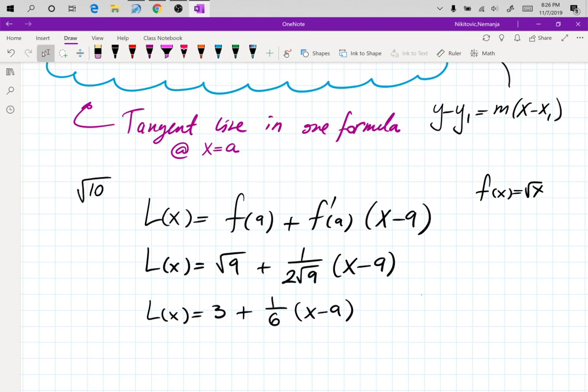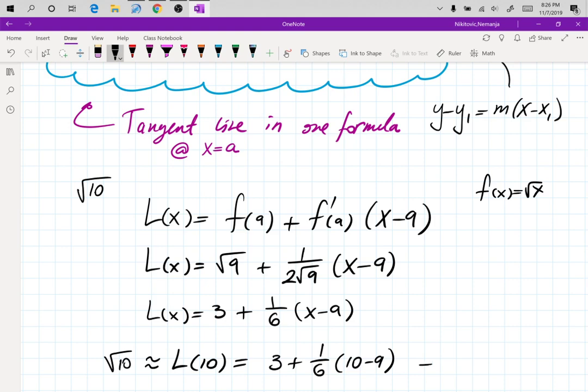Now you can calculate the y equals mx plus b form if you care, but the square root of 10 is now approximated by L of 10, which is 3 plus 1 over 6 times 10 minus 9. And you get the same value, which was 3.166 going on forever. So this is you figuring out the tangent line in one formula rather than a full procedure.